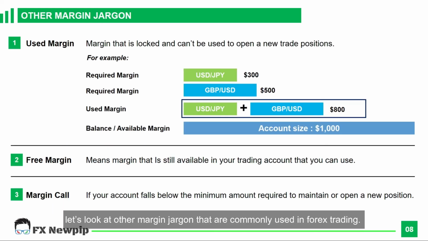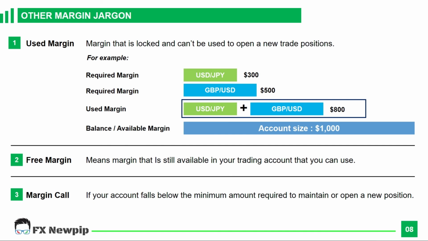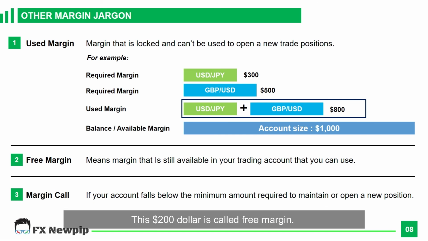Before we finish this lesson, let's look at other margin jargons that are commonly used in forex trading. First, it is used margin. Used margin is the margin that you already used up, which is locked by your forex broker. For example, if your account size is $1,000 and you have 2 open positions, one is USD JPY that uses up $300, and the second one is GBP USD, which uses up $500, and the total from these 2 positions is $800. Your account is left with $200. This $200 is called free margin.